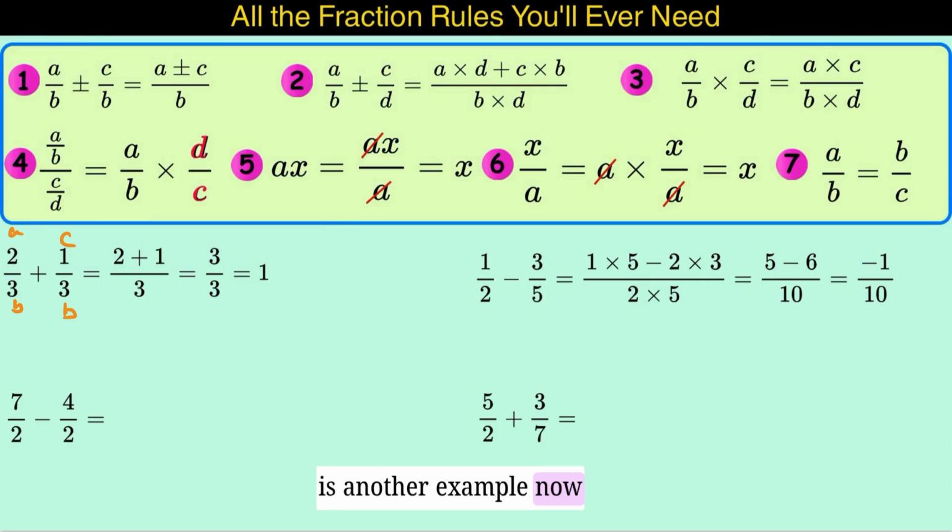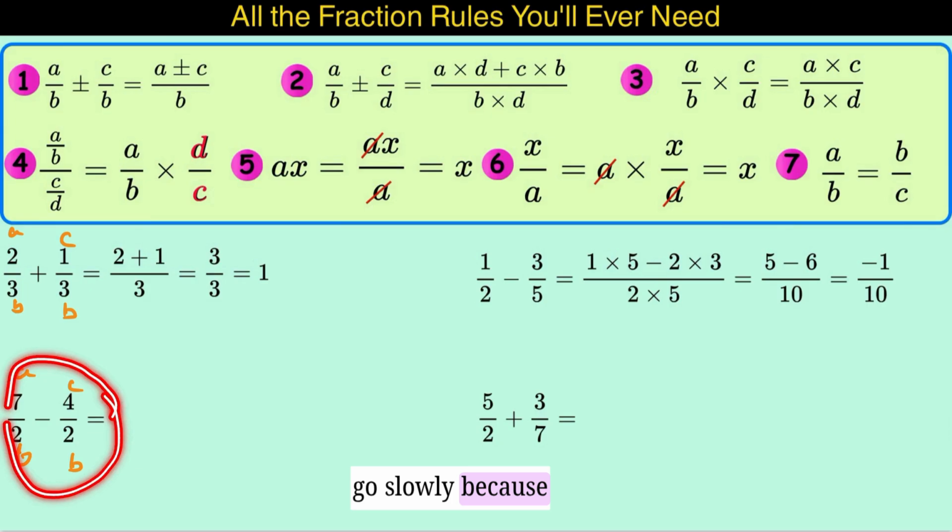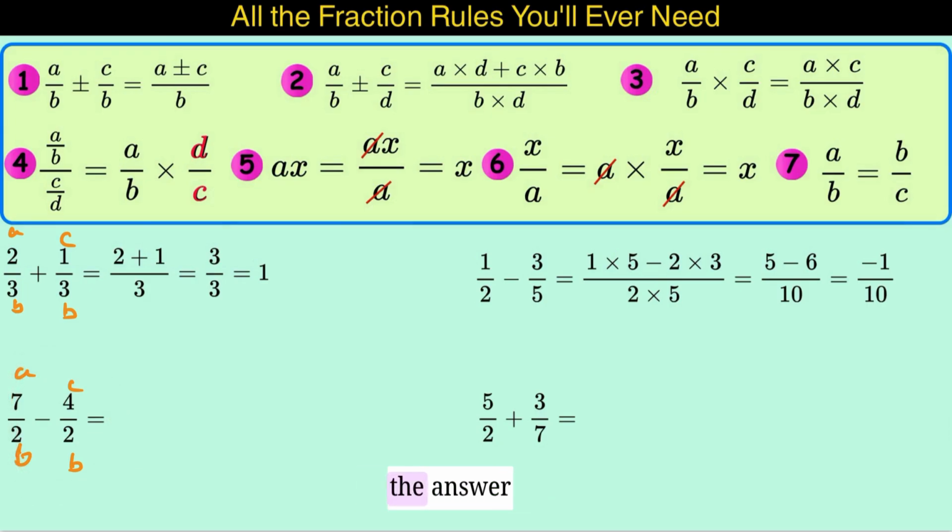This is another example, now with a fraction. So first I will mark my A, B, C, and B. Please make sure when you mark these, you go slowly, because with any mistake, the answer will be wrong. Then I will put my fraction. At the bottom, because I have the same denominator, I'm going to put the same denominator, which is 2.